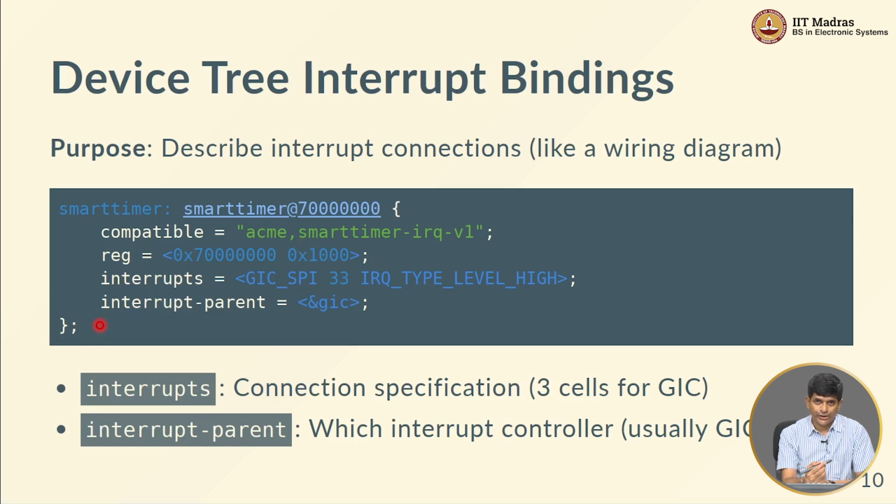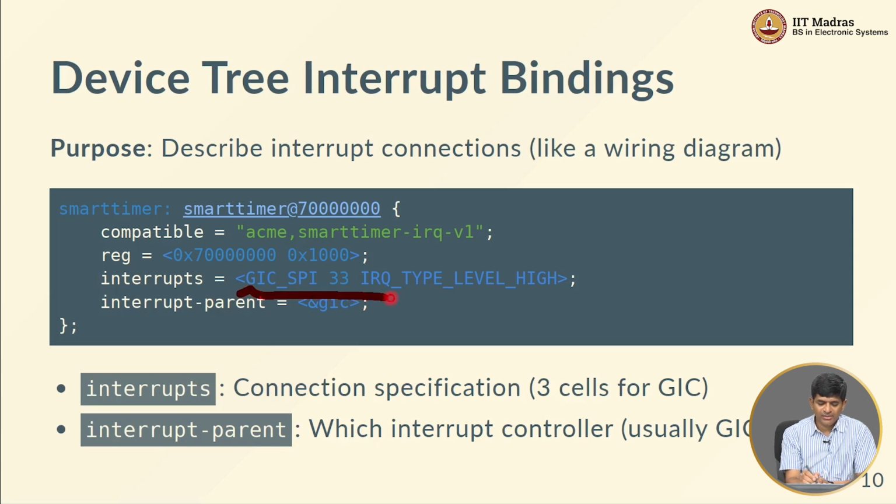The next two lines are new. There is something called the interrupts line, which as you can see has three entries: GIC SPI 33 and IRQ type level high, and we will talk about that in a moment. The next line after that talks about the so called interrupt parent. So let us look at both of these lines in a little bit more detail.